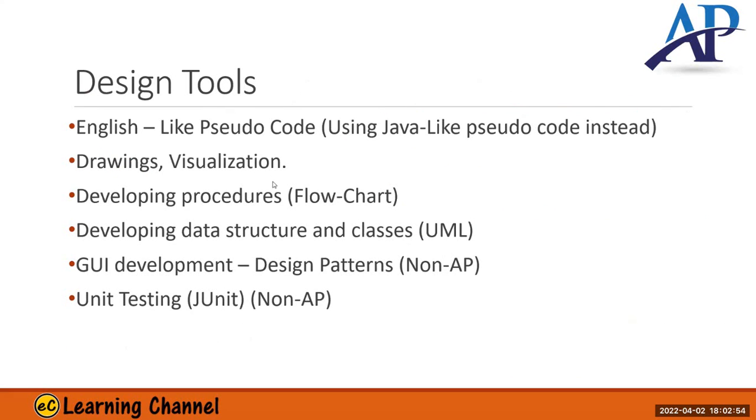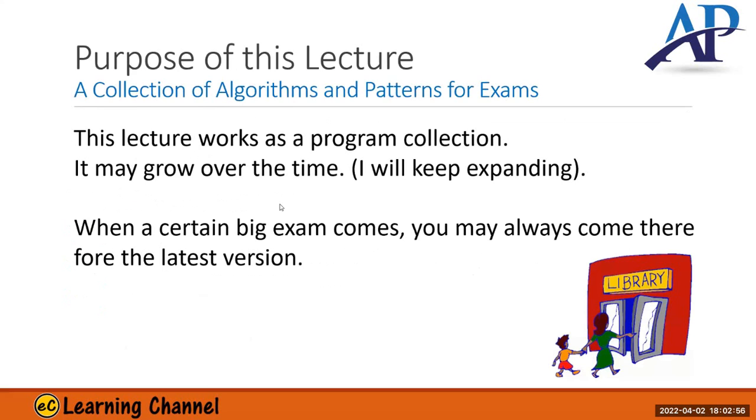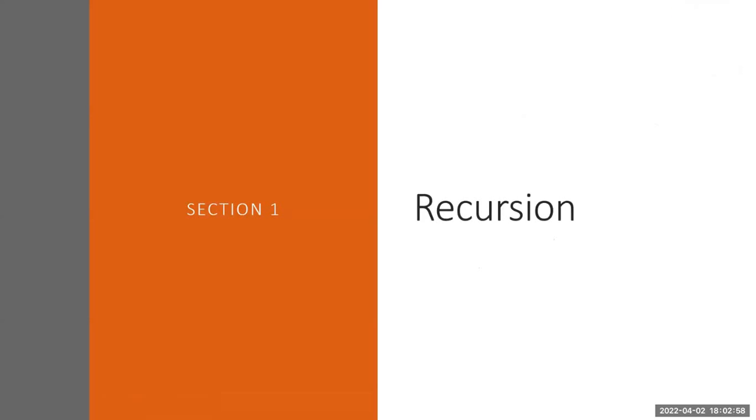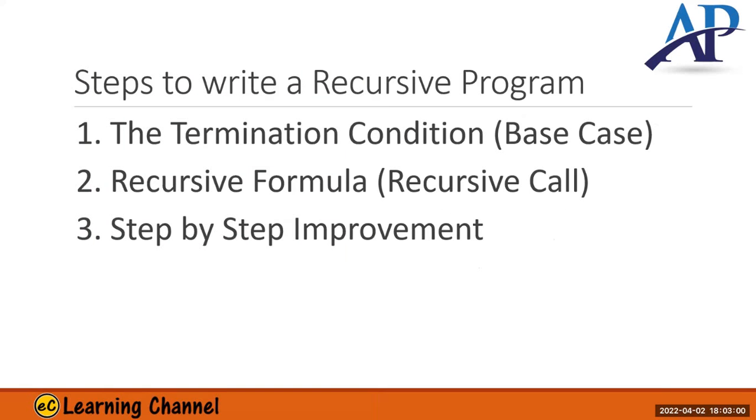But today we focus more on recursive programs. With recursion, there are three things you must remember: one is the base case, the other is the recursive call, and then step-by-step improvement. First is the termination condition, the base case. Then you need to know the recursive formula, and then step-by-step improvement.